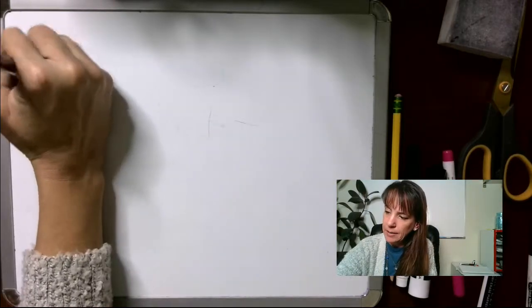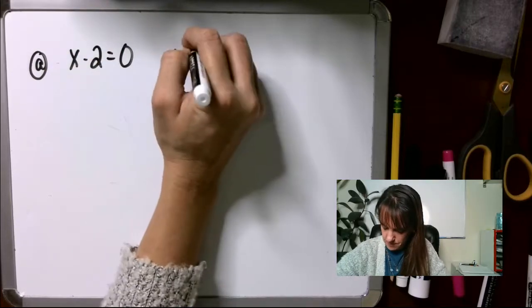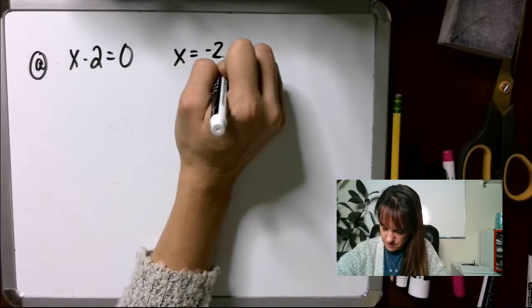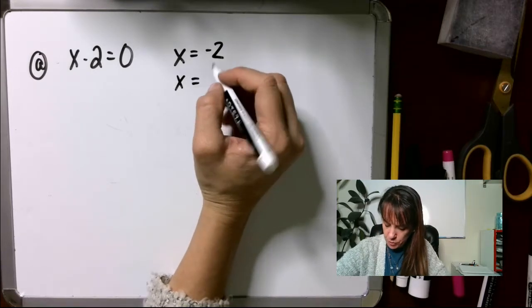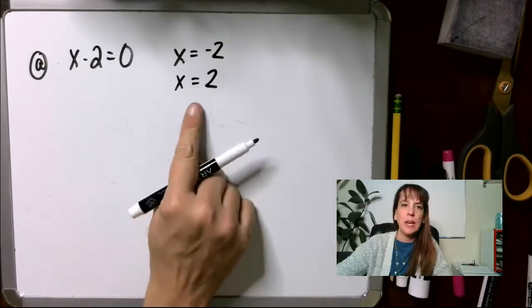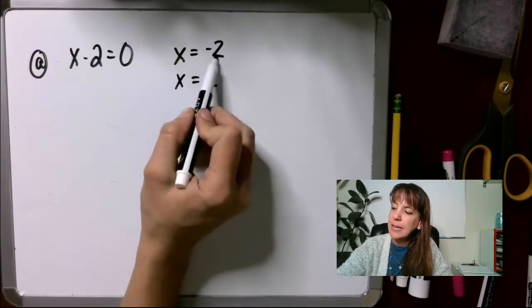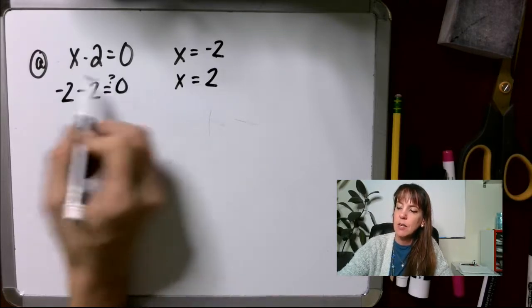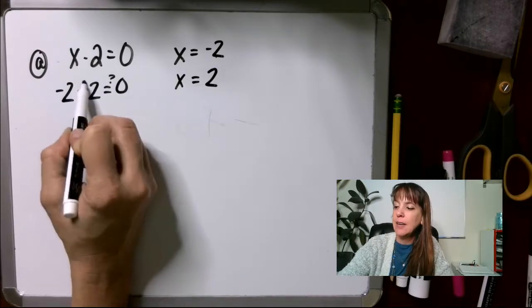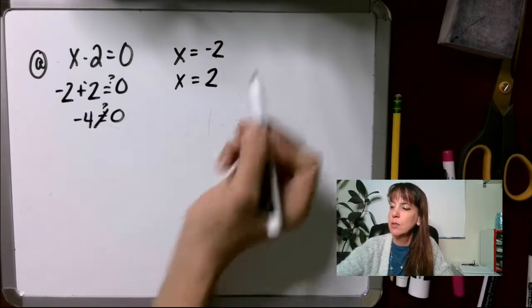So A, x minus 2 equals 0. All right, so it says, does negative 2 or 2 satisfy this equation? So I just wrote it out like this. This is, again, how I want you to do your work. We're going to plug in negative 2 minus 2, does that equal 0? Well, let's go ahead and add the opposite. That gives us negative 4, which does not equal 0, so this is no.